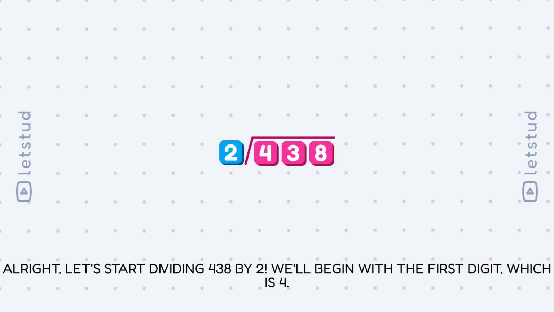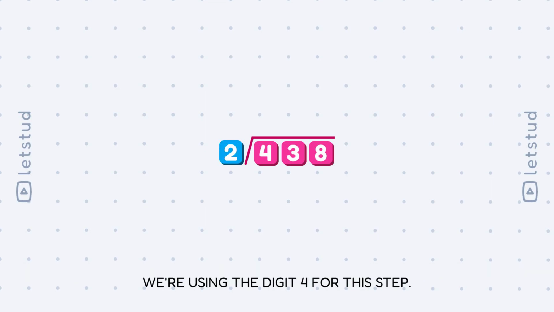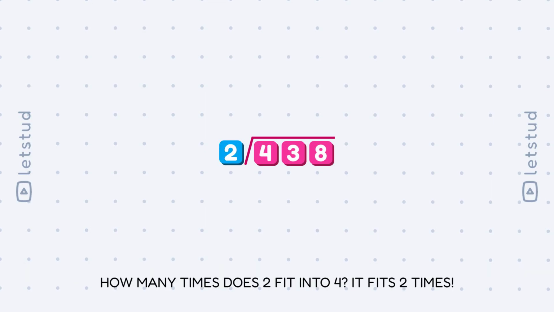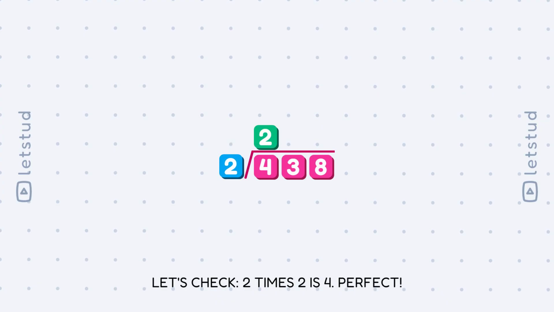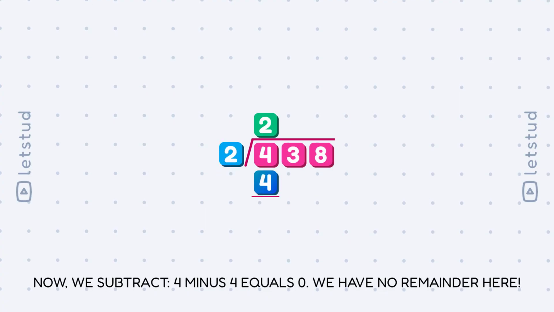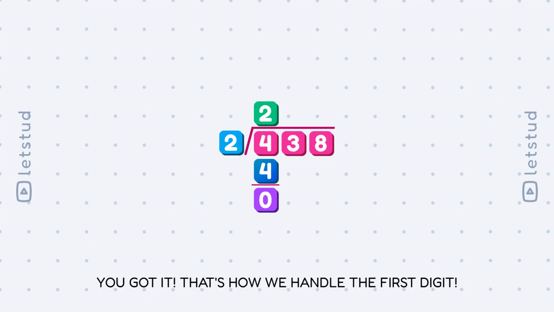Alright, let's start dividing 438 by 2. We'll begin with the first digit, which is 4. How many times does 2 fit into 4? It fits 2 times. Let's check: 2 times 2 is 4, perfect. Now we subtract: 4 minus 4 equals 0. We have no remainder here. You got it, that's how we handle the first digit.